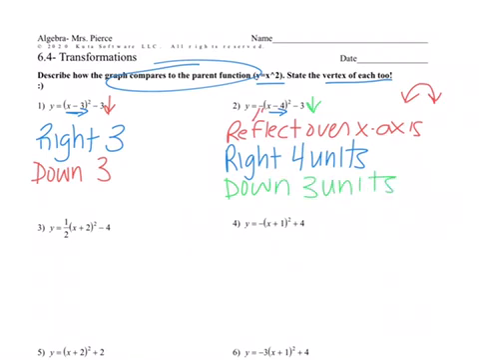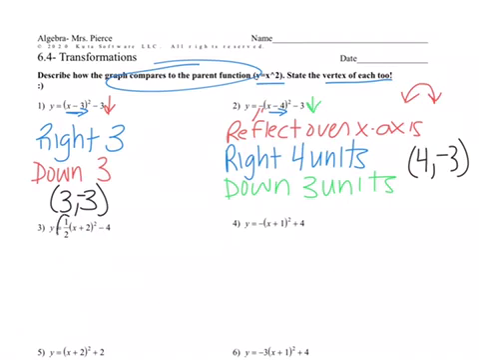I asked you also, and I didn't do it, but I'm going to now, if we want to state the vertex. This guy's vertex is positive 3, negative 3, because it's going down 3 units. Problem number 2, vertex is positive 4, negative 3.